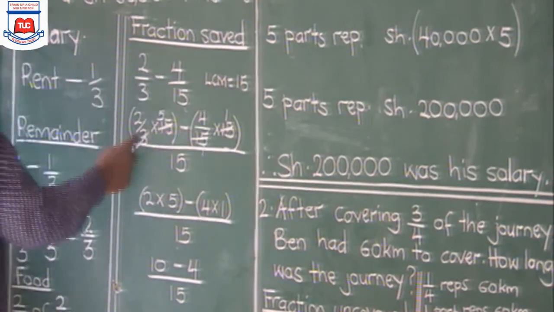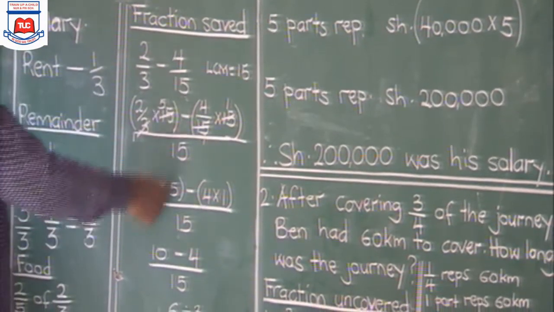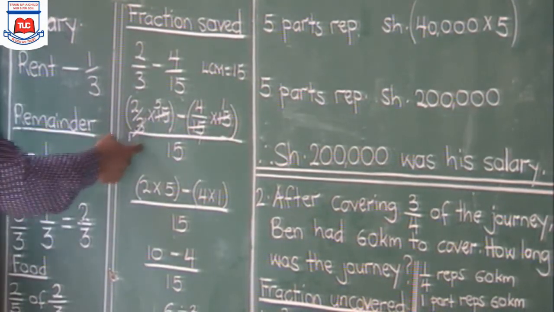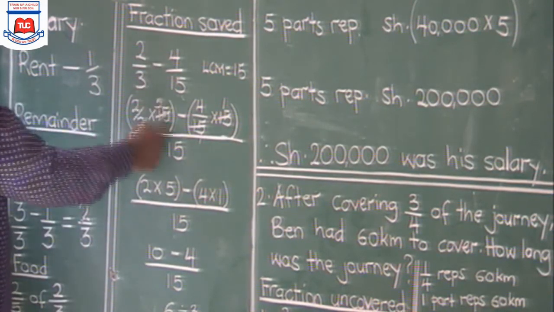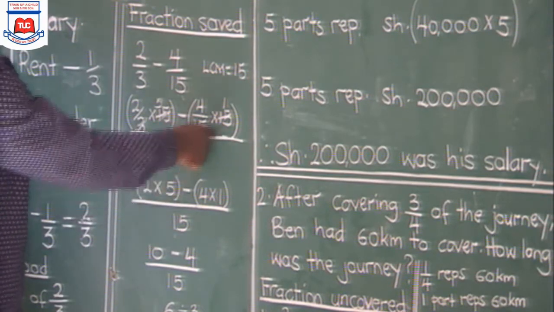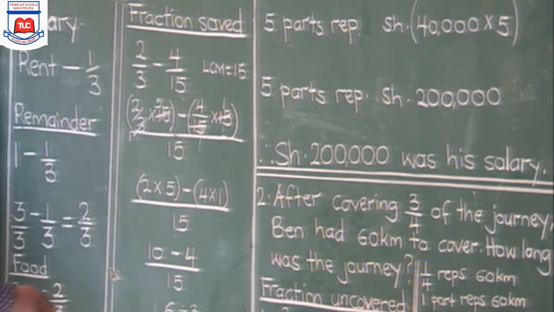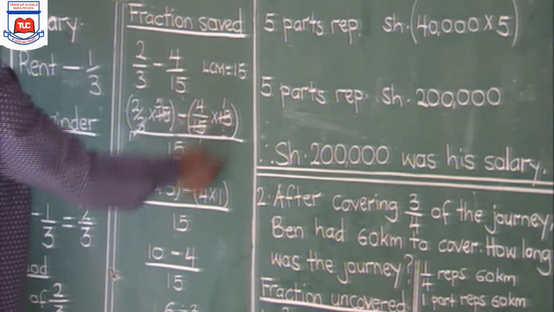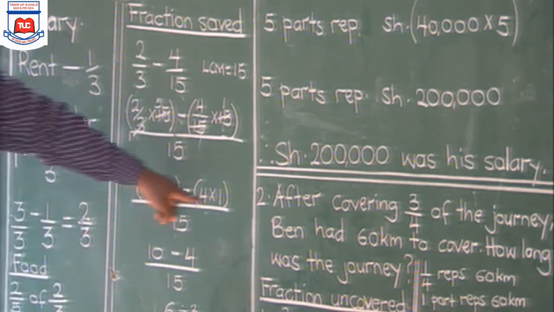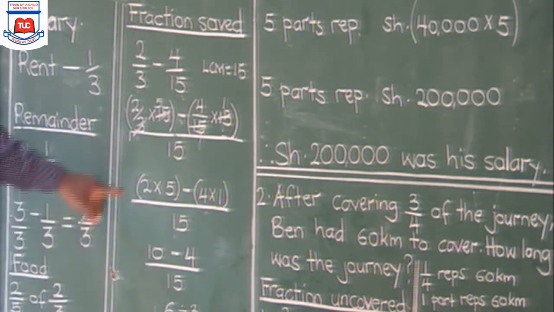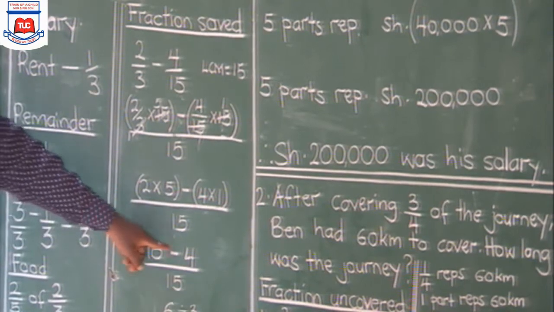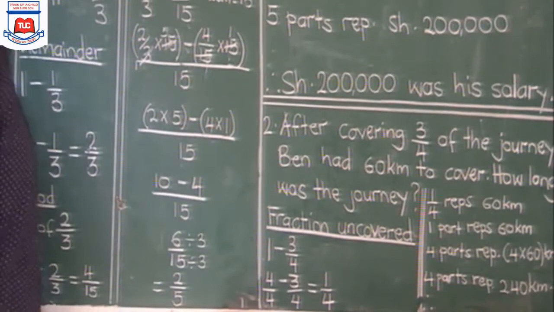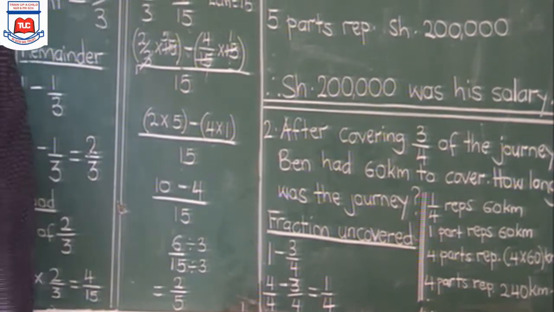2/3 times 15 minus 4/15 times 15. 15 divided by 3 is 5, and 15 divided by 15 is once. You remain with 2 times 5 minus 4 times 1, out of the LCM, which is 15. 2 times 5 is 10, minus 4 times 1, which is 4, out of 15. So that is 6 out of 15.